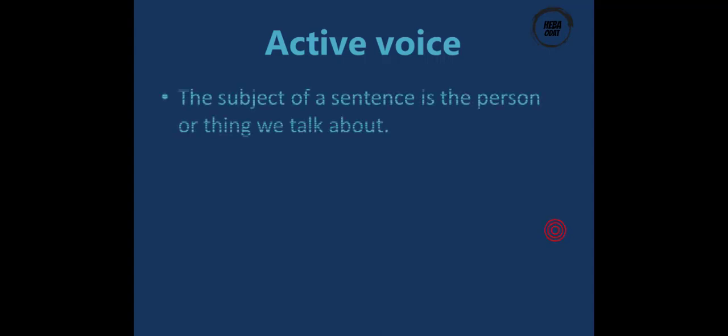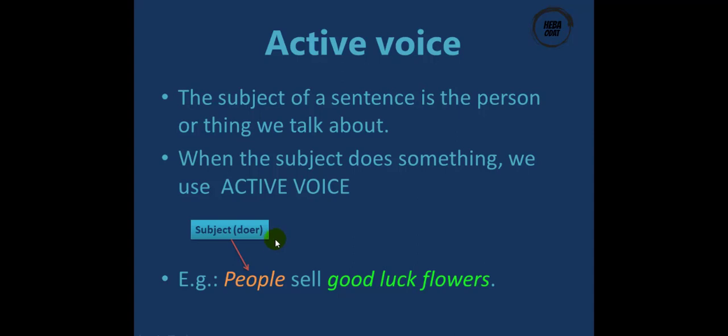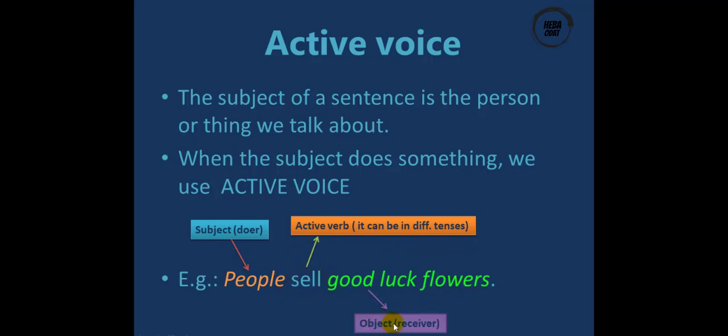Let's recap. In the active voice, the subject of a sentence is the person or thing we talk about. When the subject does something, we use the active voice. For example, people sell good luck flowers. People is the subject or the doer of the action. Sell is the active verb. It can be in different tenses, of course. Here it is present simple. Good luck flowers is the object or the receiver of the action. What do people sell? Good luck flowers. The flowers are the object, the receiver of the selling action.